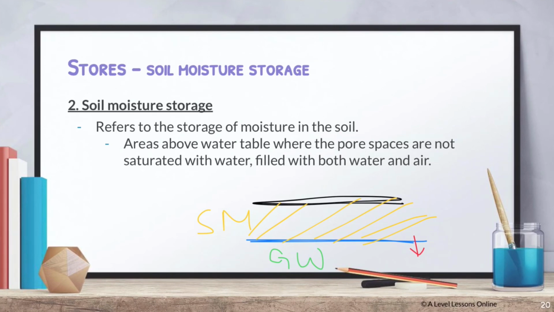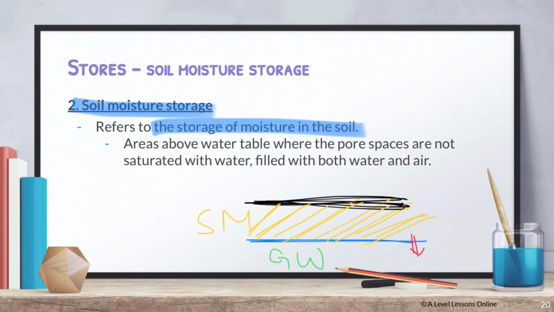Okay, soil moisture storage. This is important. Soil moisture storage refers to the storage of moisture in the soil. This occurs basically after infiltration and before percolation. So you think of it as this. This is the surface over here, and then this is where percolation starts to occur. The red arrow is percolation. Basically, soil moisture storage is this whole region in here. This is soil moisture storage.